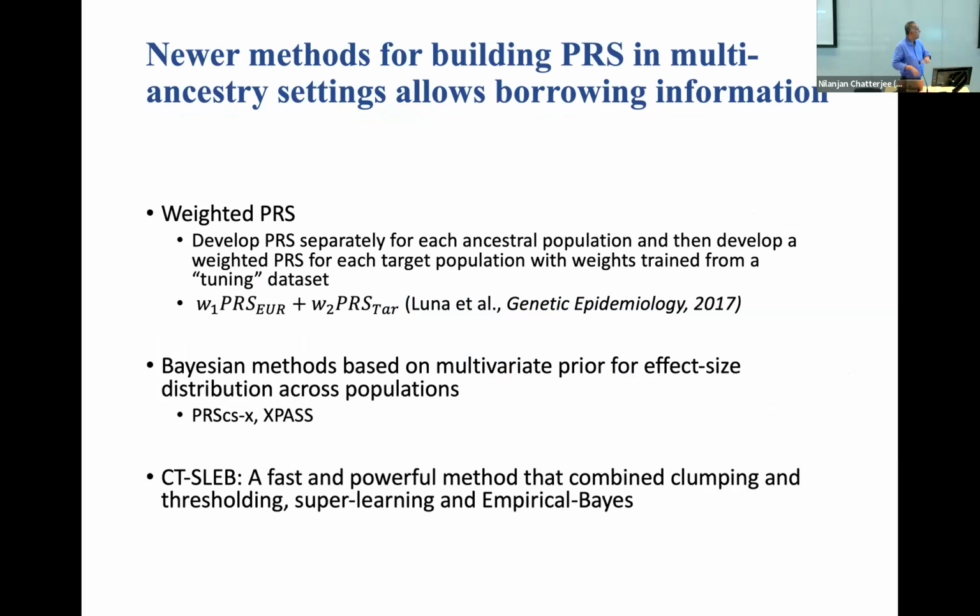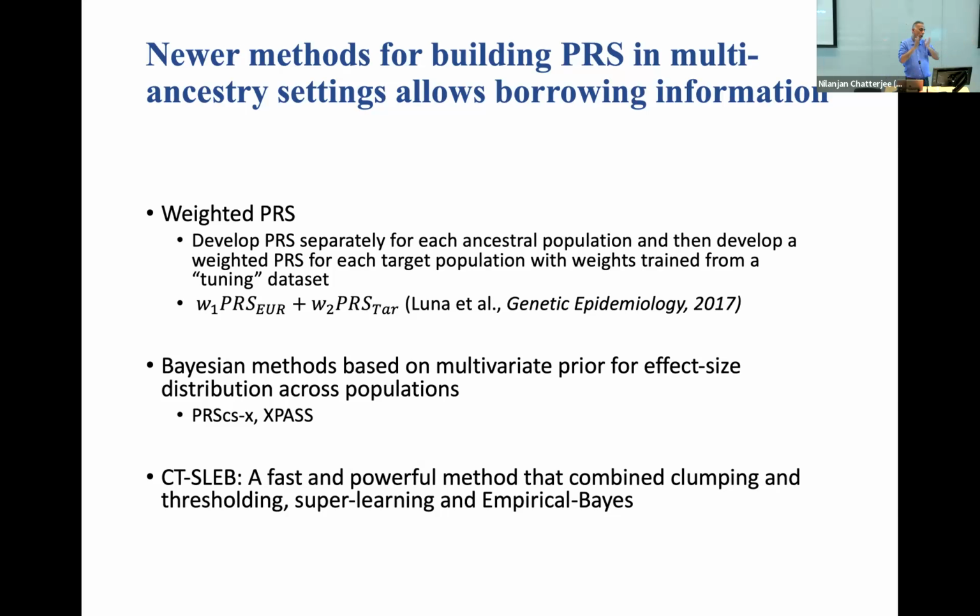So the first set of ideas was very simple, like this weighted method. The idea is that if you have two sets of data, let's say one for a European origin population, where you have a much larger sample size, and then a smaller data set in a target population, like an African ancestry population, where you're trying to do better. What you could do is take one of the methods, apply it separately to the two data sets, and you get two polygenic risk scores. One is for the European population, the other for the target population.